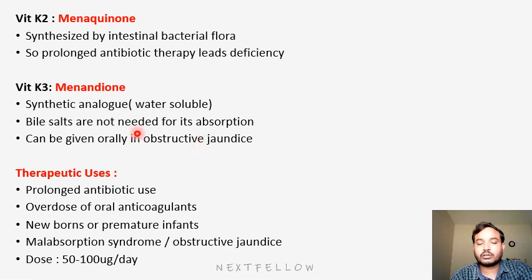Now coming to the therapeutic uses of vitamin K. First of all, in patients on prolonged antibiotic therapy, we can use vitamin K, because vitamin K2 is produced from the gut flora. With prolonged use, the colonic bacteria are destroyed, so we have to replace it by giving vitamin K. Next is overdose of oral anticoagulants, which causes increased bleeding tendency, so we have to give these drugs to control bleeding.